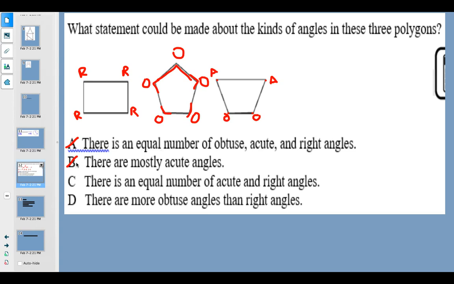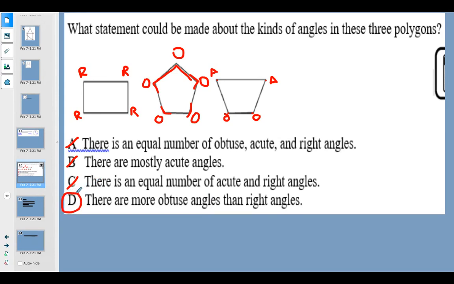Now when we look at B, there are mostly acute angles. There are 2 acute angles. That's definitely not the most. There are more obtuse angles than acute angles, and there are more right angles than acute angles. C says there is an equal number of acute and right angles. We have 2 acute angles and 4 right angles. That is incorrect. So hopefully D is right, or we made a mistake with our labeling. There are more obtuse angles than right angles. There's 4 right angles and 5, 6, 7 obtuse angles, so that would be the correct answer.